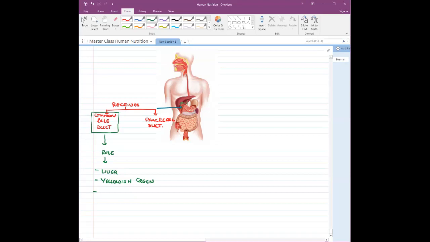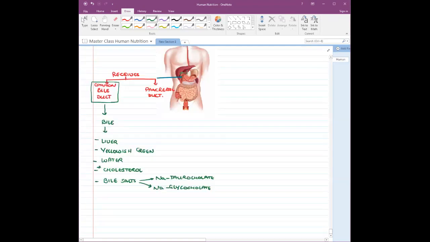So if we talk about its contents, once again, guys, this is going to have water. Okay. Second important component, it is going to have cholesterol. Guys, this is very, very important. Cholesterol. And along with this, we have bile salts and bile pigment. But bile salts, guys, what are these? There are two bile salts, sodium taurocholate and sodium glycocholate. Sodium taurocholate and sodium glycocholate.